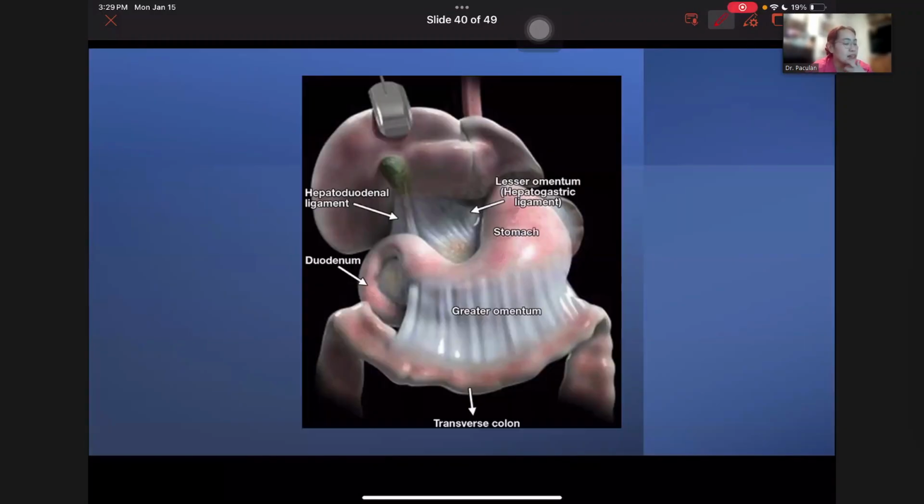So you can see here your hepatoduodenal ligament. Liver and duodenum. And then you have your liver to the stomach, the hepatogastric ligament. This is like a summary of what we discussed earlier.